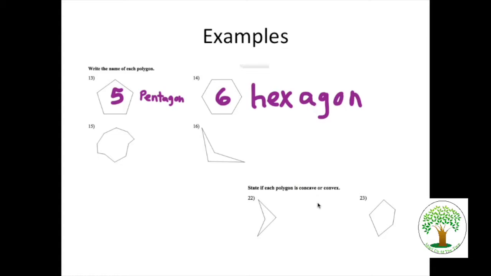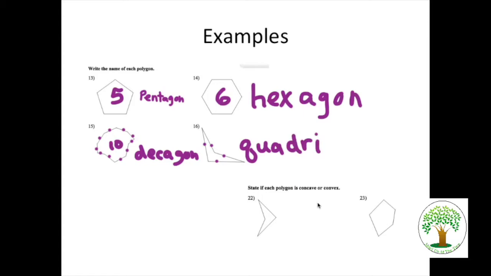Okay, this one we had to count. 1, 2, 3, 4, 5, 6, 7, 8, 9, 10. So it is a decagon. Decagon. Whatever. This one, 1, 2, 3, 4. So it is a quadrilateral. I probably butchered the spelling of that. I just put quadri. I always pronounce it quadra. It's a quadrilateral. I put hex, I put deck, and I put quad. Wow. Ain't trying to spell that out.